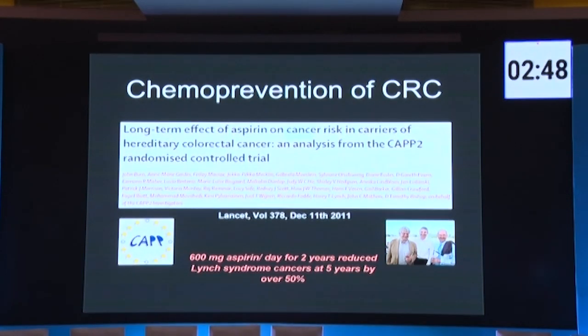I'm so glad you mentioned Lynch, because that's exactly what I'm going to talk about. Back in 1994, my supervisor, Professor John Burn, along with his 2 colleagues, started looking at whether aspirin could prevent colorectal cancer in Lynch syndrome carriers. And fast forward to 2011, they conducted a randomized controlled trial where they had given 600 milligrams of aspirin a day for 2 years, and then they followed them up for 5 years. They found that they reduced risk of colorectal cancer by 50%, which is fairly whopping.